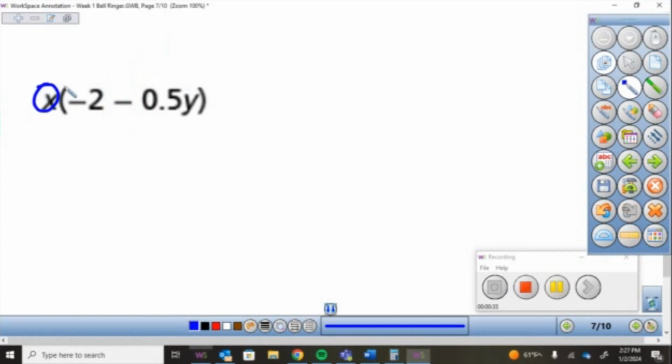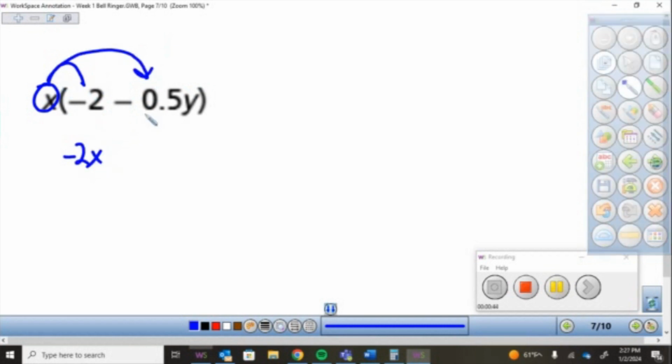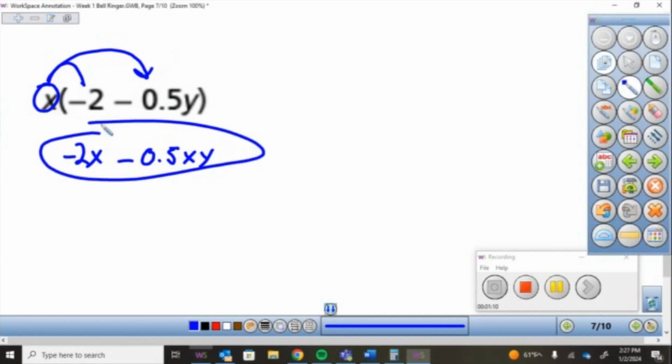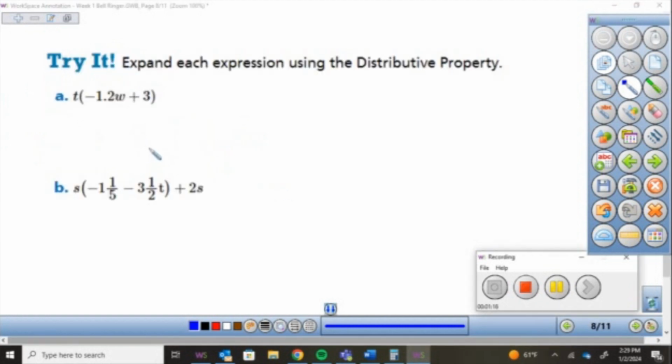So, this x gets multiplied to -2, which would give us -2x. Then the x gets multiplied to -0.5y. Now, since this is not a number that we can easily multiply, all we're going to do is rewrite it, and now that term has an x and a y. Because if you remember, when you have a constant multiplied by a variable, there's an invisible multiplication that happens right in between. So the answer would be -2x minus 0.5xy.